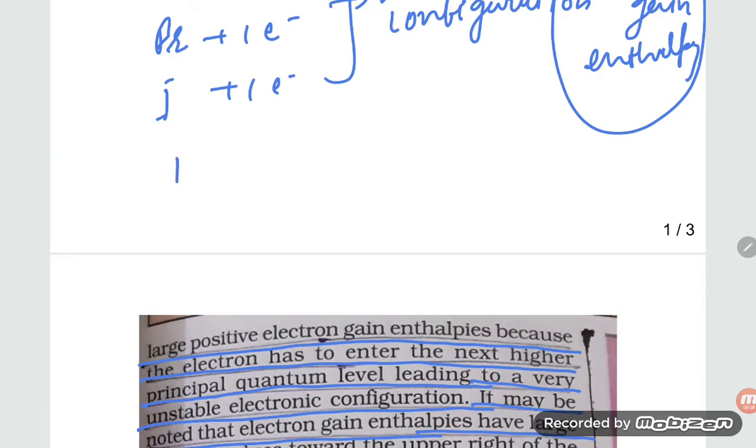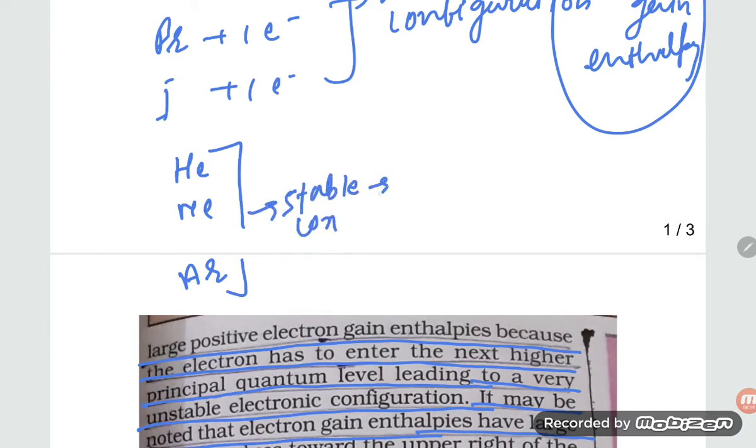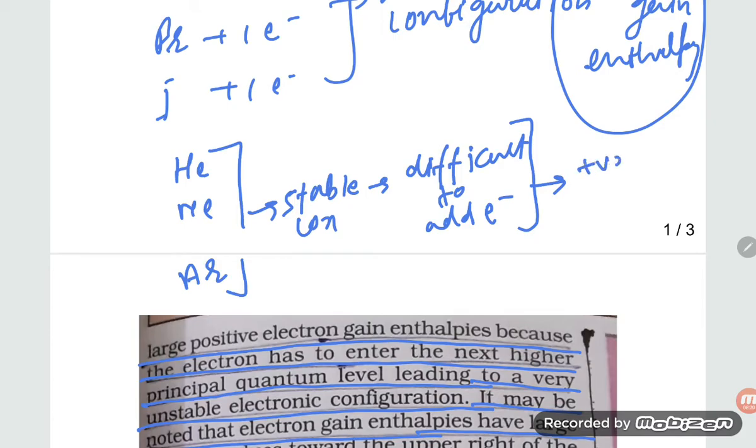But in the case of helium, neon and argon, they already have the stable configuration. So it is difficult to add an electron, and difficult to add an electron means positive electron gain enthalpy. Generally it is taken to be 0. Electron gain enthalpy is 0.